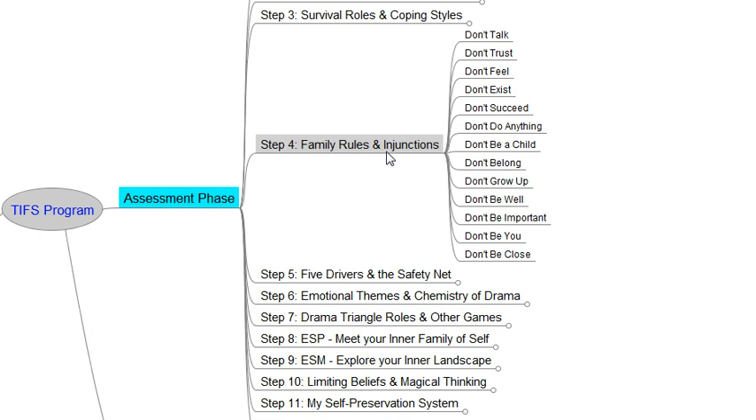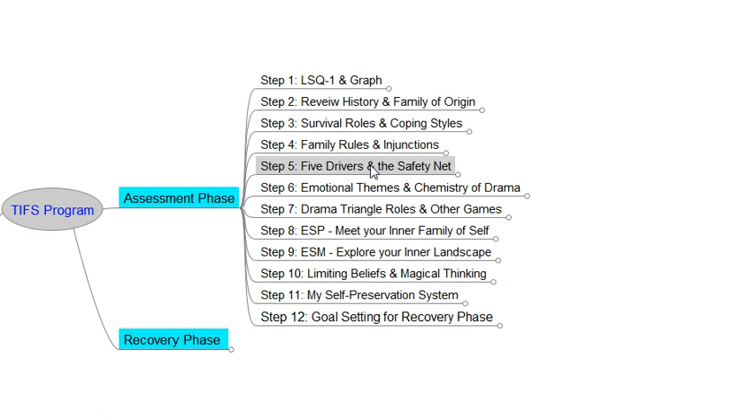These are just a few examples of family rules and injunctions that get deeply embedded in the subconscious mind of the family members. And sometimes they don't get passed on, they just are the results of misinterpretations by the child. And yet they get deeply embedded anyway. And these rules can drive our behavior, as we'll see in the next step. The 5 drivers create a safety net of okayness. If I obey my driver behaviors, then everything's okay.